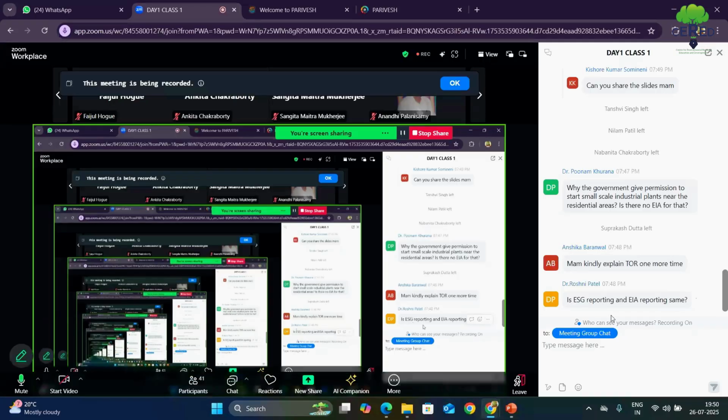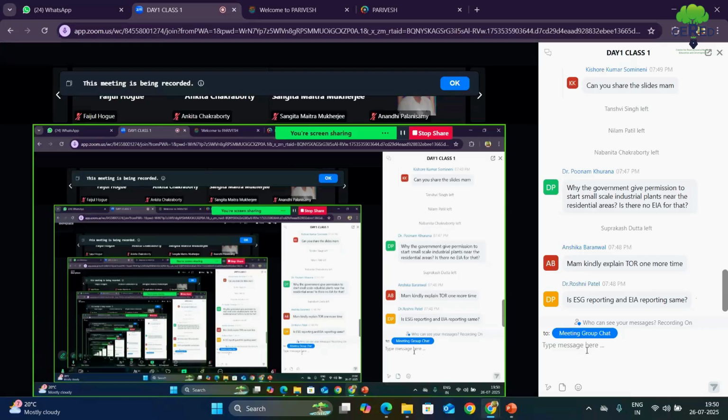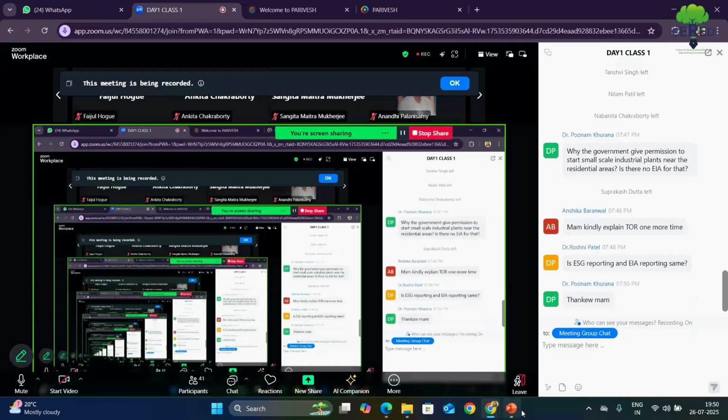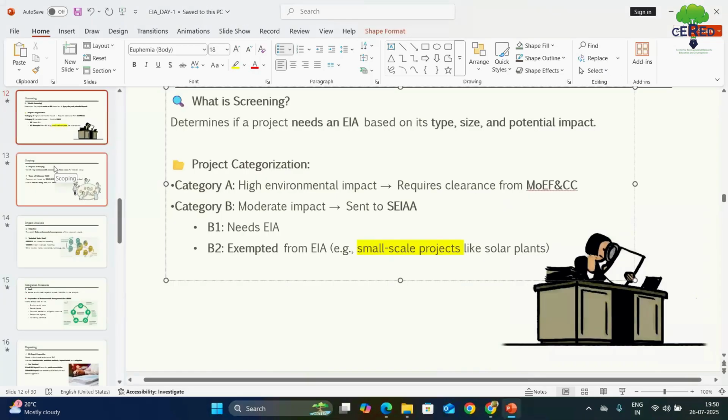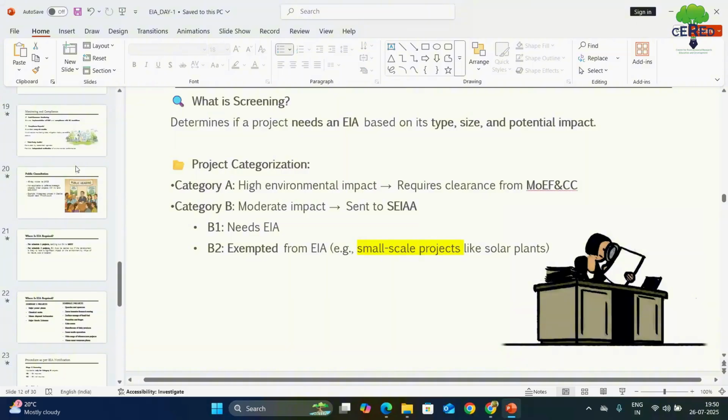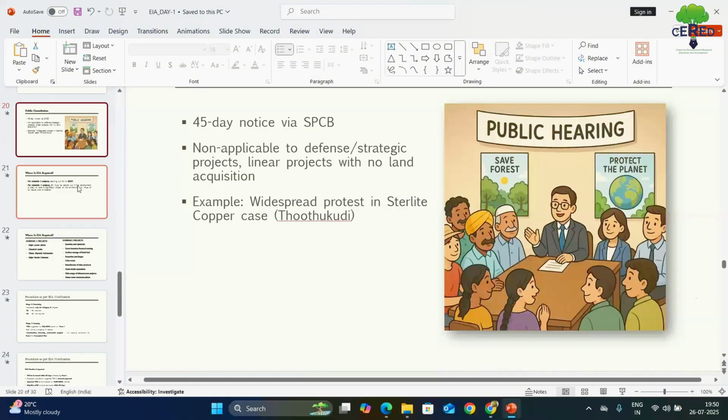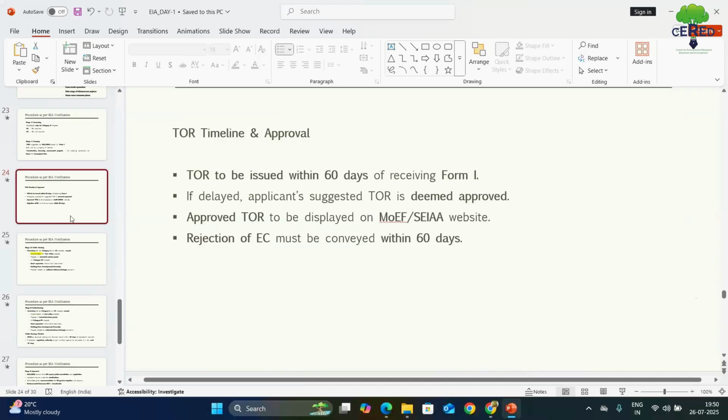Yeah, sure. I will explain TOR. In ESG reporting and EIA reporting, same? No, sir, or no, madam. The ESG reporting is completely different from EIA reporting. Okay, TOR. Let's understand the session of TOR again. Here it is.